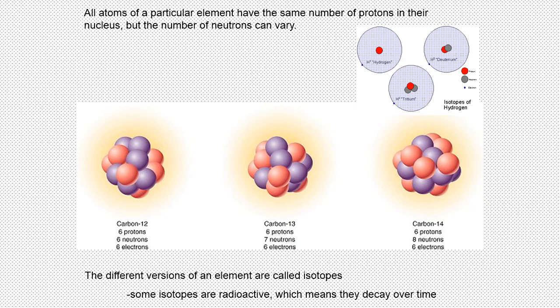Let's look at carbon as an example. Most carbon atoms have a mass of 12 AMU. However, some have a mass of 14. Carbon-12 atoms have 6 neutrons, while carbon-14 atoms have 8 neutrons. Carbon-14 is a radioactive isotope, which means that it slowly decays into other forms over time. Carbon-12, though, is stable, so it maintains its composition.